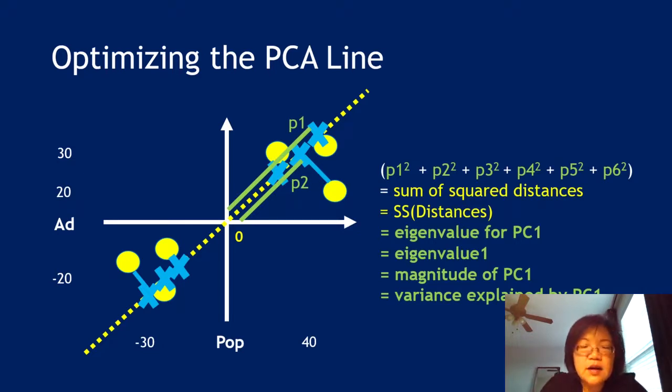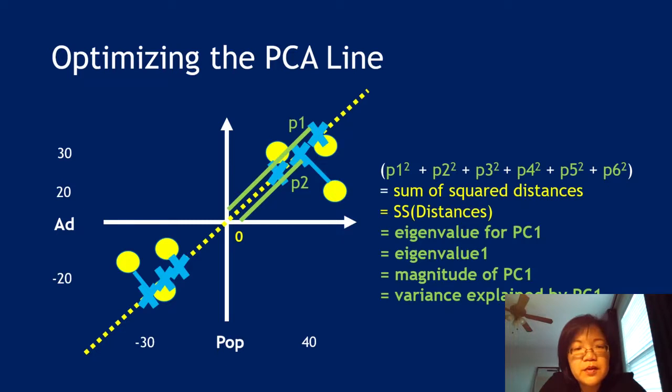So when we add these up, all these, I'm only showing P1 and P2, but there are actually 6 of them because we have 6 data points. This maximized sum of square distances is what we call the eigenvalue for PCA1, or we can call it Eigenvalue 1. It's a measure of the magnitude or the size of the first principal component. It's also what we'll call the variance explained by principal component 1.